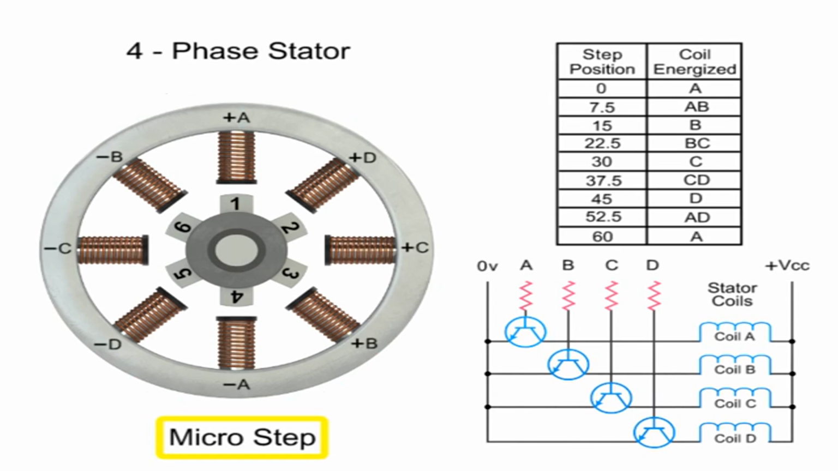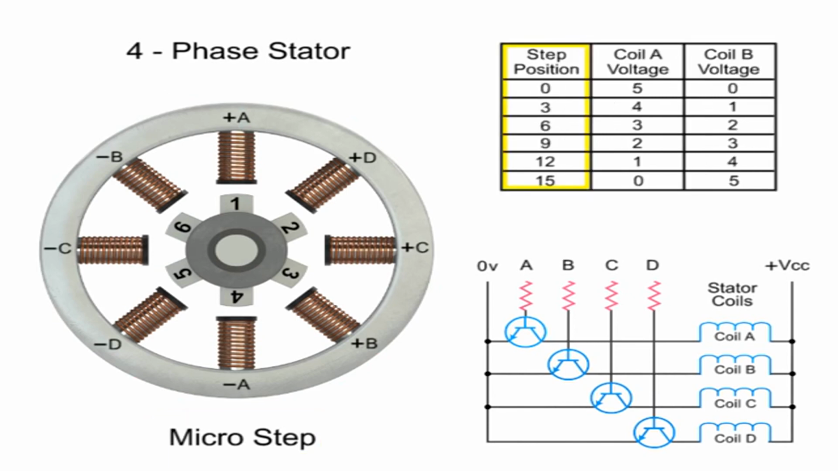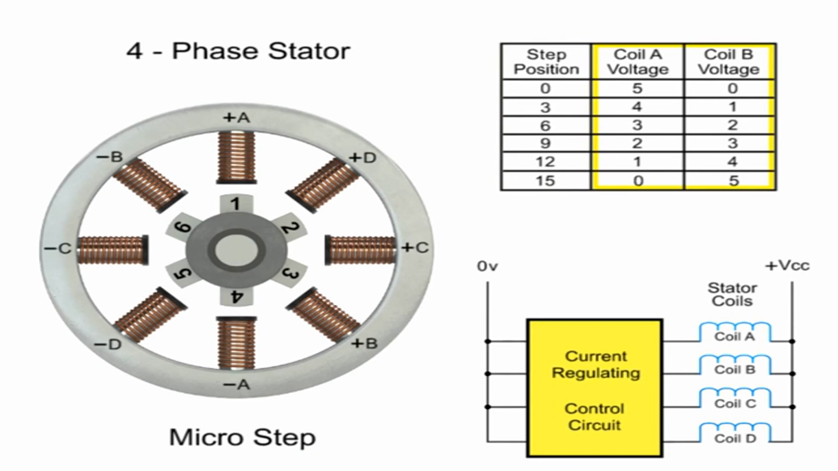Microstepping controls the current in the motor winding to a degree that further subdivides the number of positions between poles. To achieve microsteps, the coils are only partially energized. As we apply a maximum voltage of 5 VDC to coil A, and a minimum voltage of 0 VDC to coil B, rotor position 1 will line up.